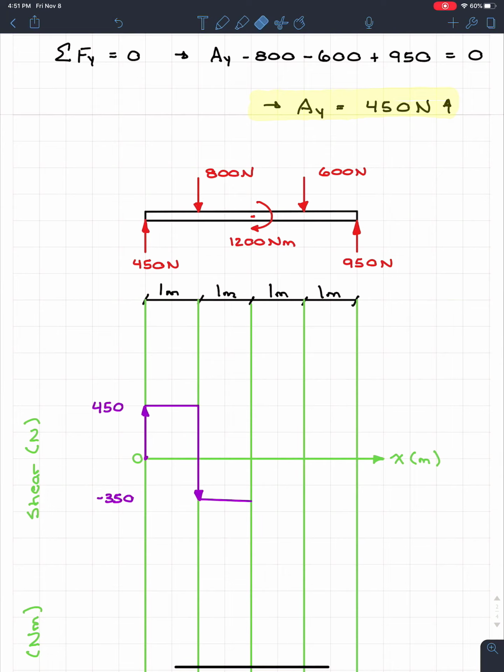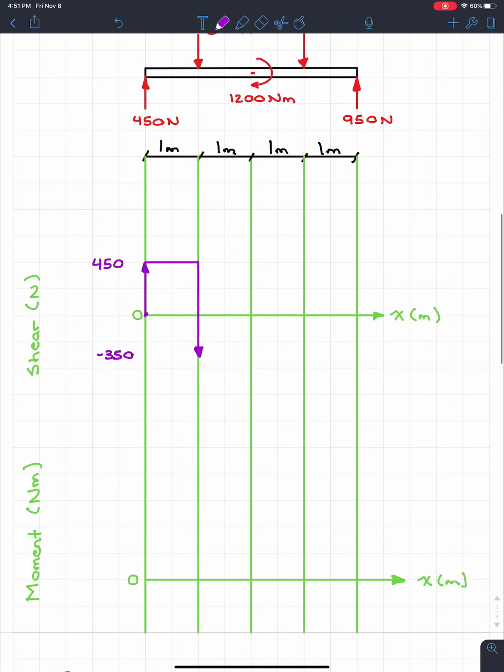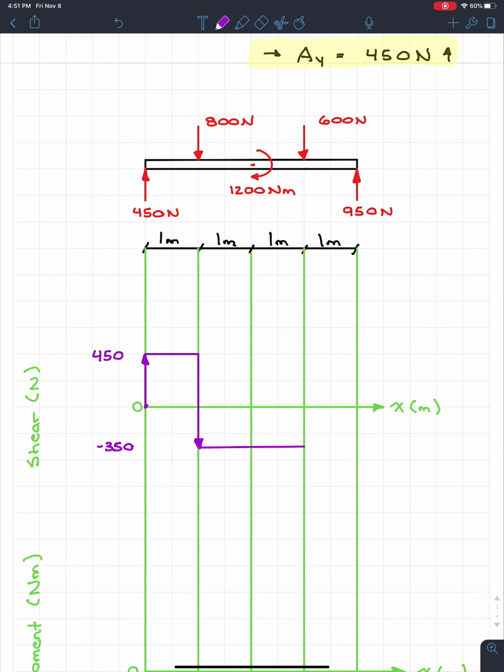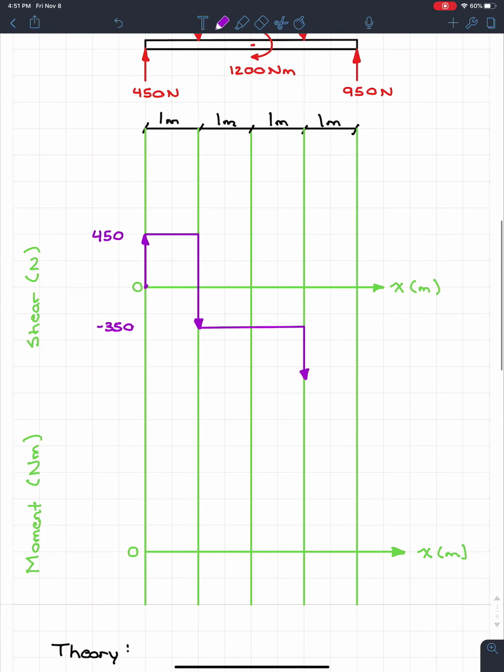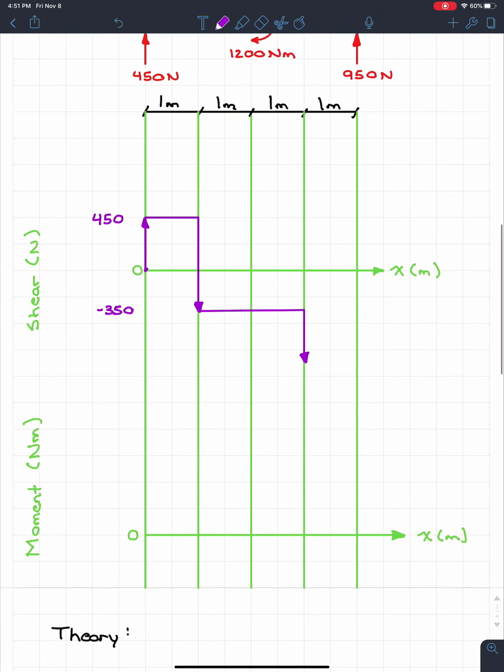So what does that mean for us? It means that instead of just going constant for 1 meter, the shear is going to stay the same all the way until the next point load. And the next point load is 600. So we know we're going to have to drop down yet again by a factor of 600. So down here, negative 350 minus 600 gives us negative 950. And of course nothing happens, so we're going to pop out to the end.